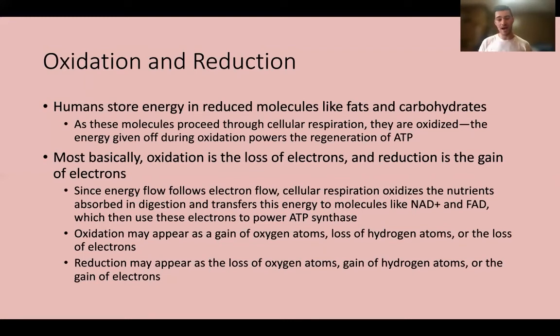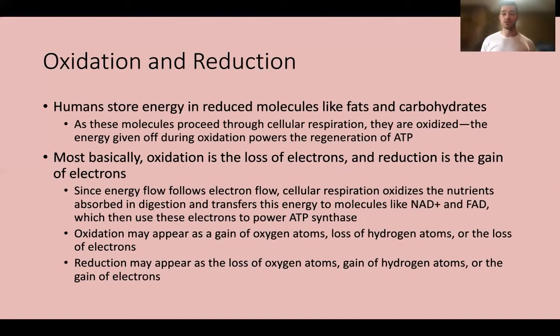So if you gain an oxygen atom, you can think of it that oxygen is very electronegative, and it's taking electrons away from the original molecule that it is being added to. So technically that would be considered a loss of electrons. So when we're adding oxygen atoms, or when we're adding bonds to an already existing oxygen atom, we are oxidizing it and we are lowering its energy state.